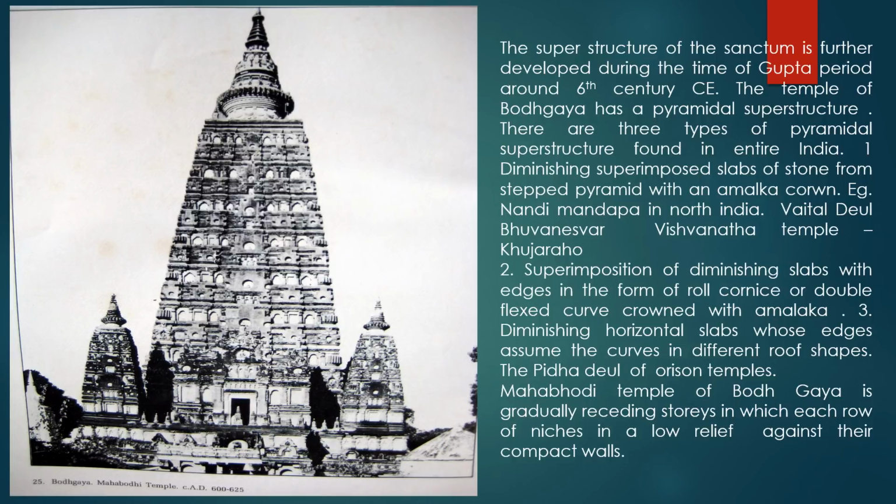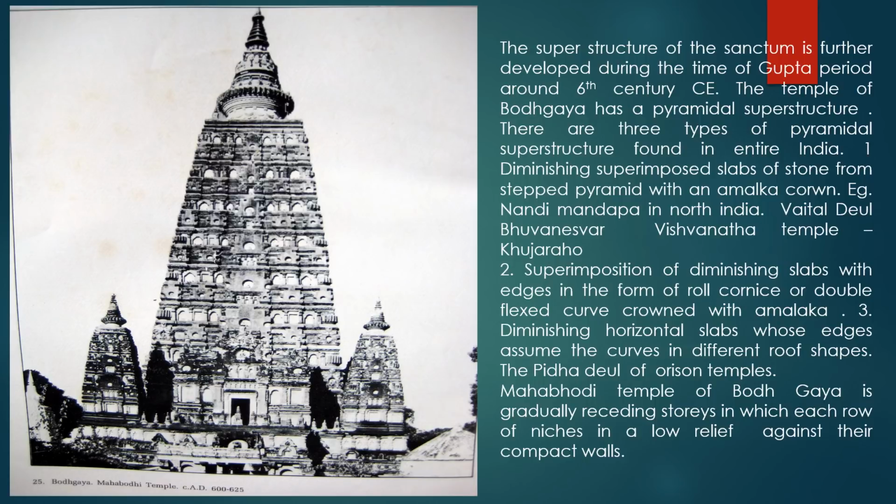There are 3 types of pyramidal superstructure found in entire India. One is the diminishing superimposed slabs of stone from stepped pyramid with an Amalaka crown. Example, Nandi Mandapa in North India. Generally in Nandi Mandapa, we have this kind of superstructure. The Vaital Deul at Bhuvaneshwar, I will show that in the later slide. Then Vishwanatha temple at Khajuraho.